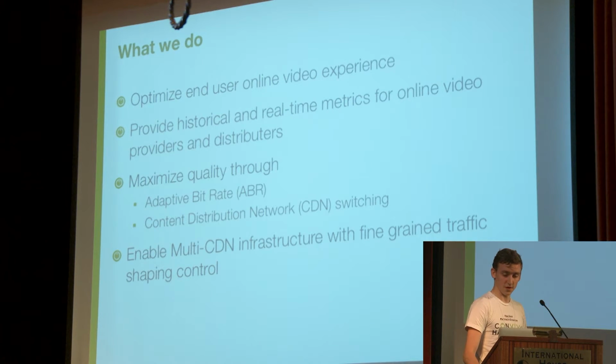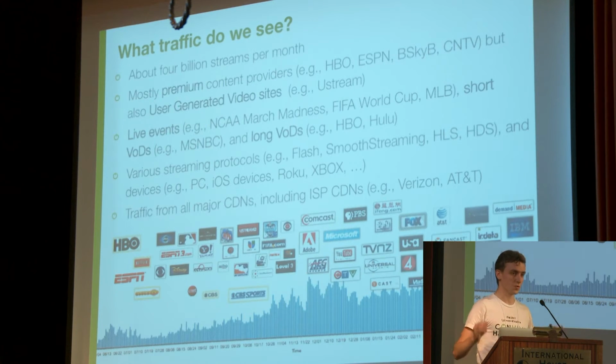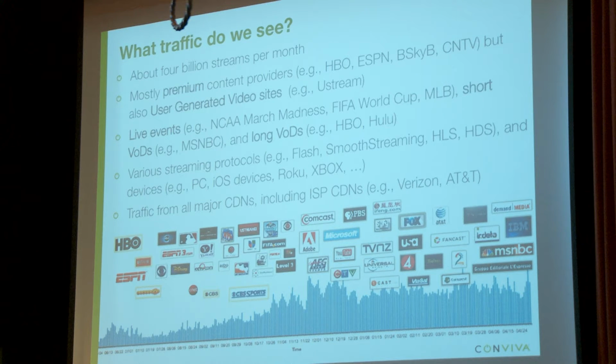As a result of providing all these services, we get to see a really diverse swath of traffic from the online video ecosystem. Mostly premium content providers like HBO Go, ESPN, BSkyB, CNTV, as well as user-generated sites like Vimeo and Ustream. We get to see data from live events, long-form VOD, short-form VOD, and additionally, we get to see traffic across all the major CDNs, including ISP CDNs like Verizon and AT&T, in addition to the Akamais and the Level 3s.